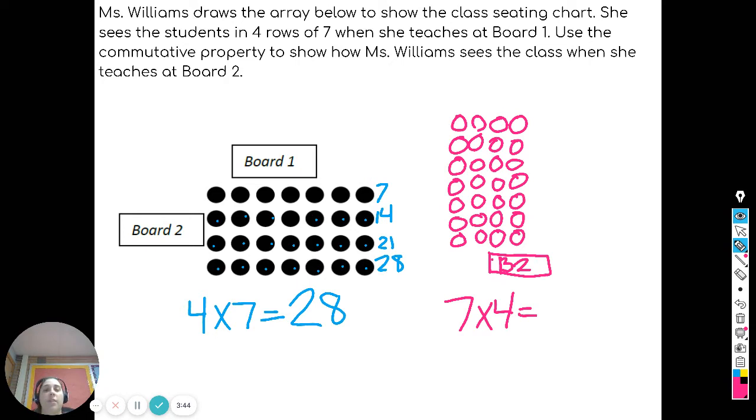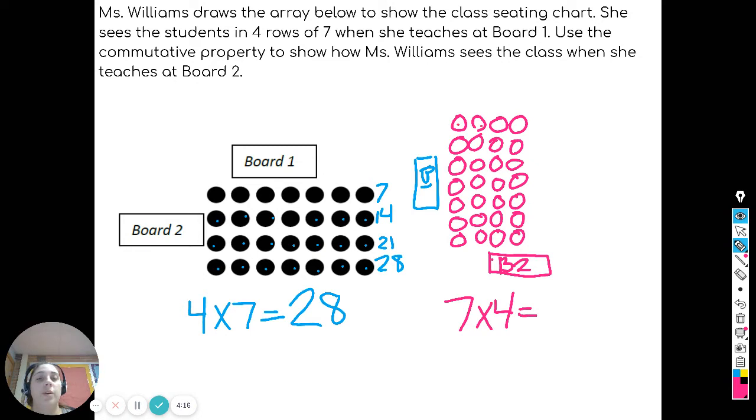Okay, so there's our 7 rows of 4. This is her view from board 2. This would be where board 1 was. So we kind of took the classroom and we turned it. So now we have 7 rows of 4, and we need to check and see if it equals the same amount of students. So let's go ahead and count by 4s. This is what we were practicing yesterday.